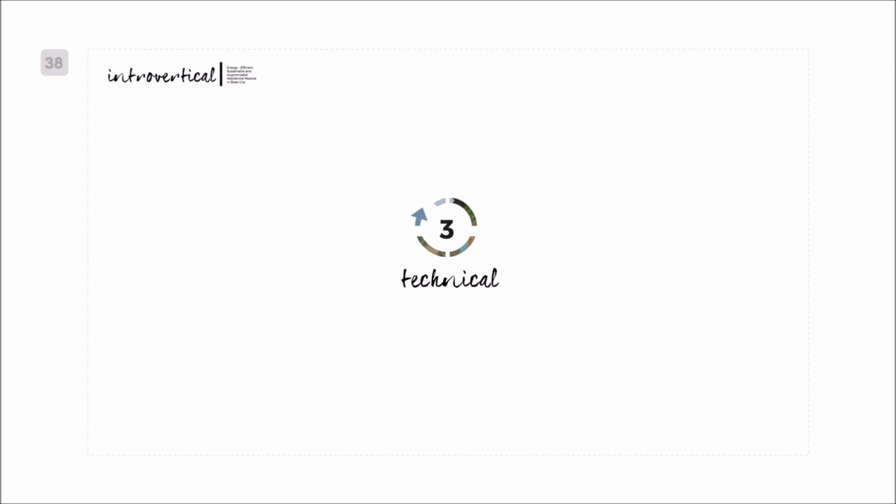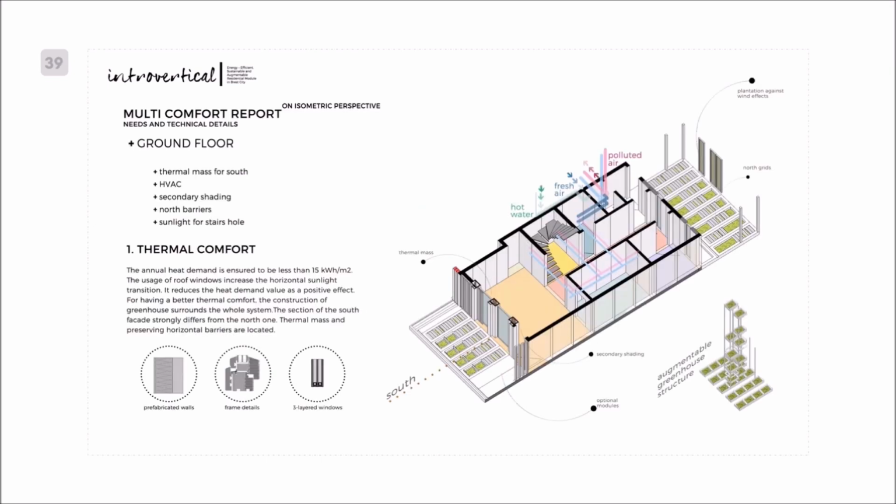39. So, we start by seeing the ground floor of the foundation module. The information regarding the basic module, of course, also applies to all converted units. Thermal mass, secondary shading, hot water, fresh air, polluted air, augmentable greenhouse structure. You can show all the important information you can give in this isometric perspective before moving on to the system details.